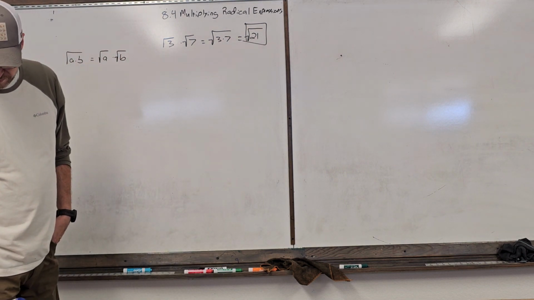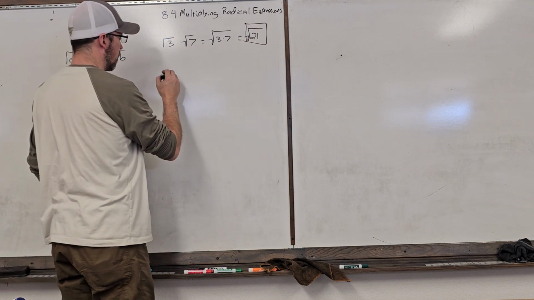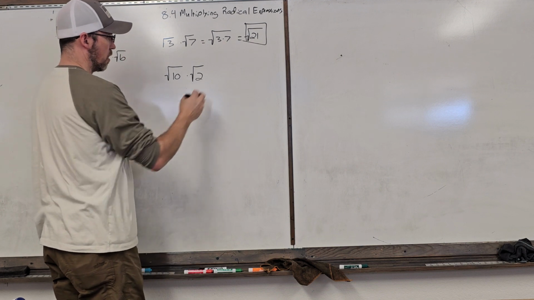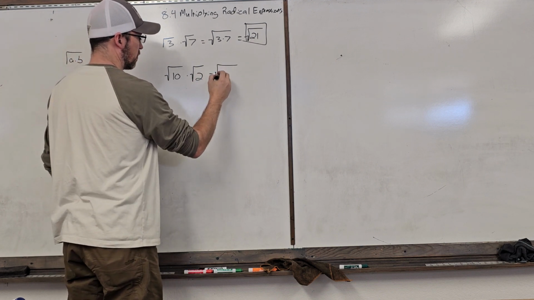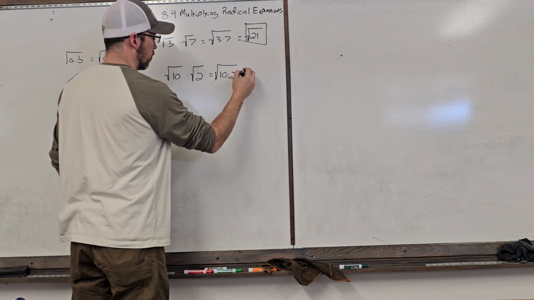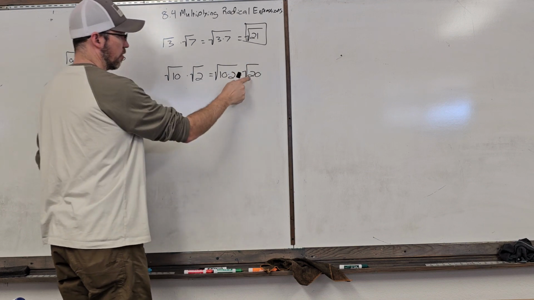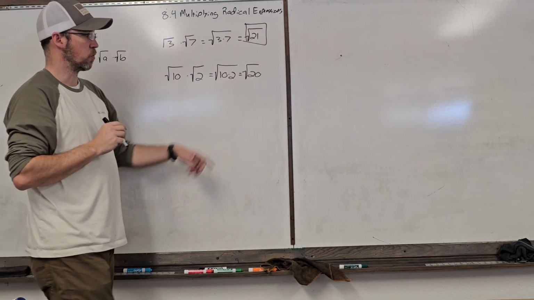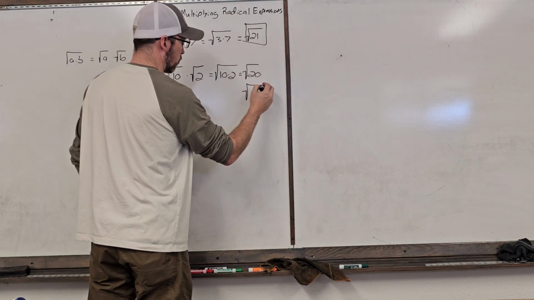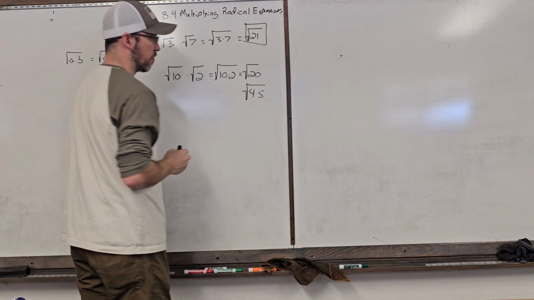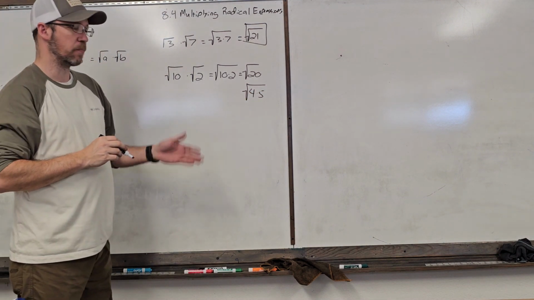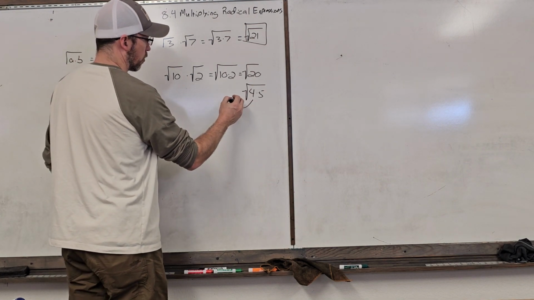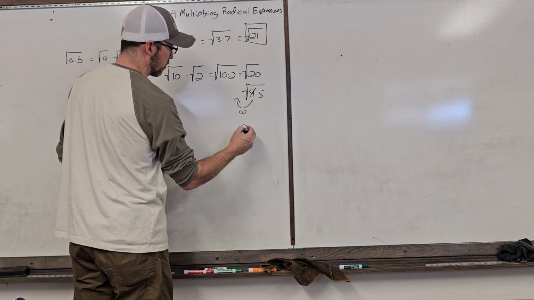All right, if we have something like the square root of 10 times the square root of 2, that would be equal to the square root of 10 times 2, which is the square root of 20. This one I can't say I'm done yet, because that one I can reduce. The square root of 20 is the same thing as the square root of 4 times 5. So just like this whole chapter, that list of perfect squares is coming back. It's going to be important you have those memorized. That 4 comes out as a 2, and I'm left with 2 square roots of 5.